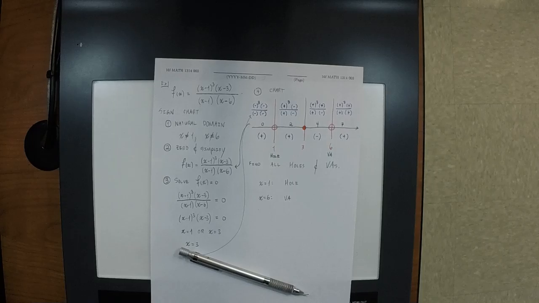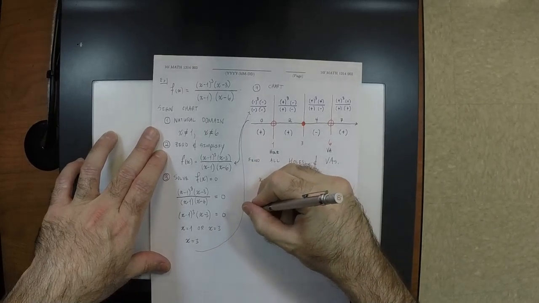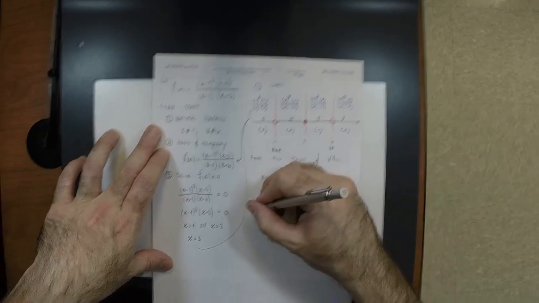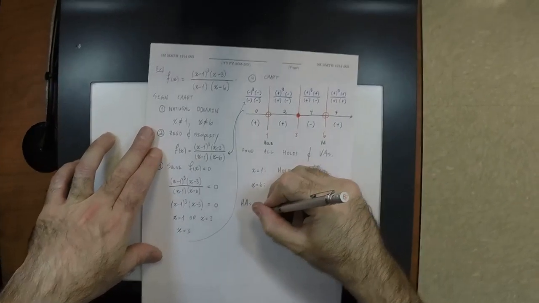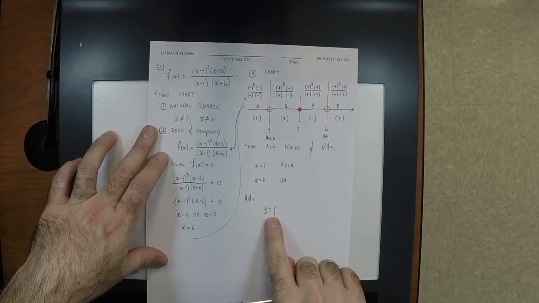So we know what's a hole, we know what's a vertical asymptote. We don't have enough time for it now, but if we did, this is what I would do. The next question would be to find all horizontal asymptotes. And there is a horizontal asymptote of y is 1, so verify that in your own time.